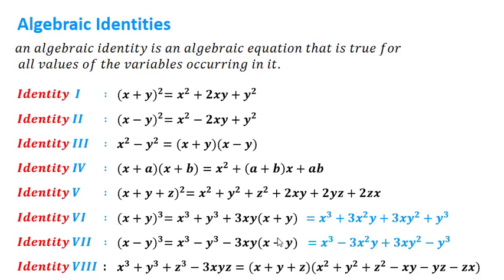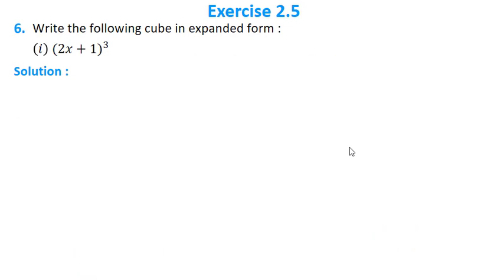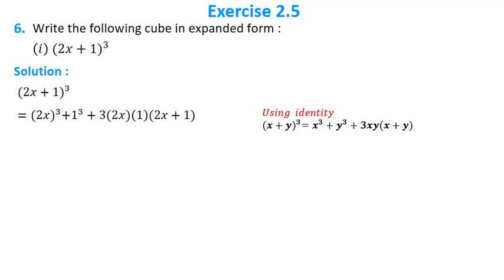Now let us solve few problems. Sixth problem, first question is (2x plus 1) the whole cube. So already we have seen that (x plus y) the whole cube is equal to x cube plus y cube plus 3xy in bracket (x plus y). If we apply this identity, we will get (2x) the whole cube plus (1) the whole cube plus 3 into 2x into 1 in bracket (2x plus 1), right? What we have done, we have taken cube of first term plus cube of second term plus 3 into first term into second term into in bracket we have first term plus second term.